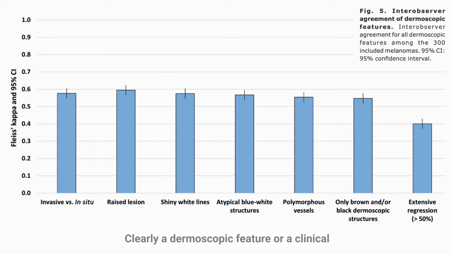Clearly, a dermoscopic or clinical feature is only useful if dermatologists agree on its presence or absence, and here you can see the inter-observer agreement among all included features. You can see that overall, the features displayed an inter-observer agreement that was moderate.